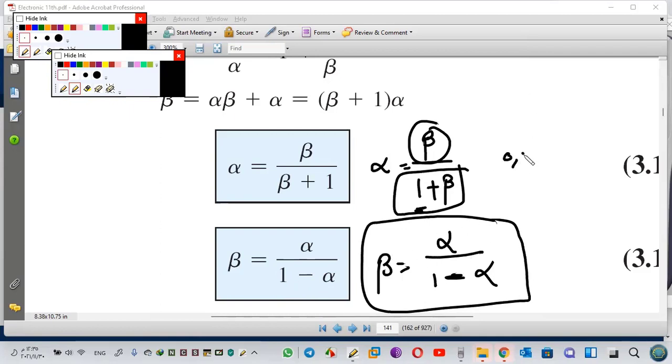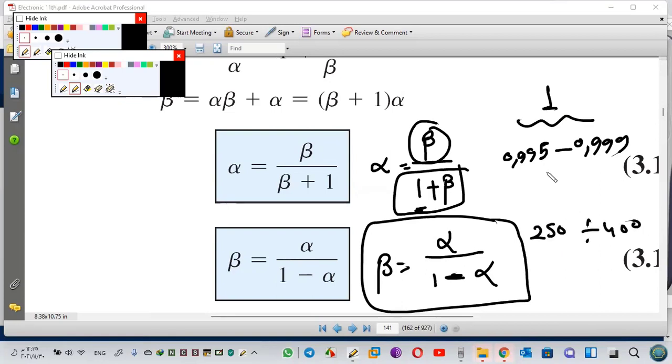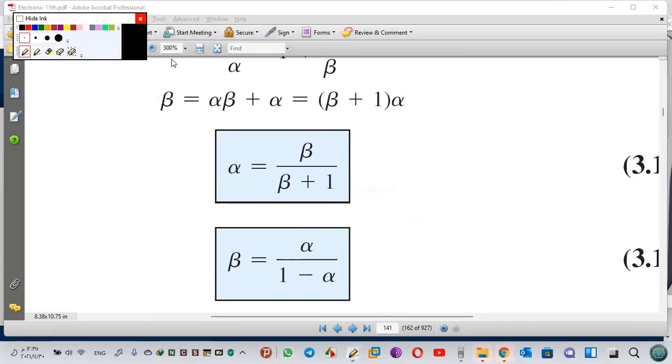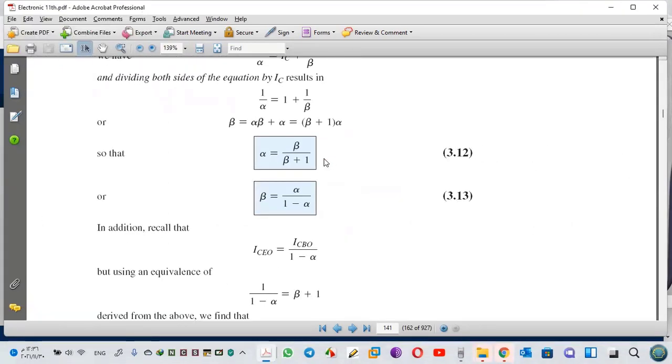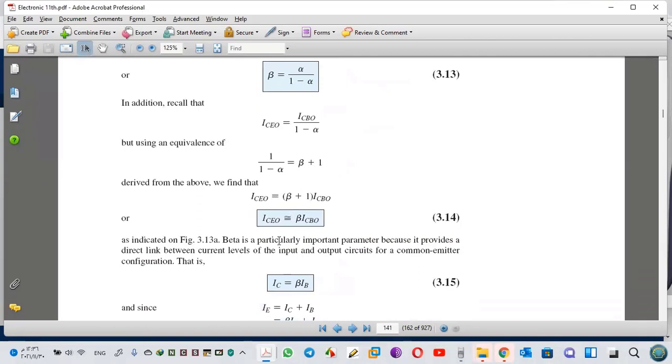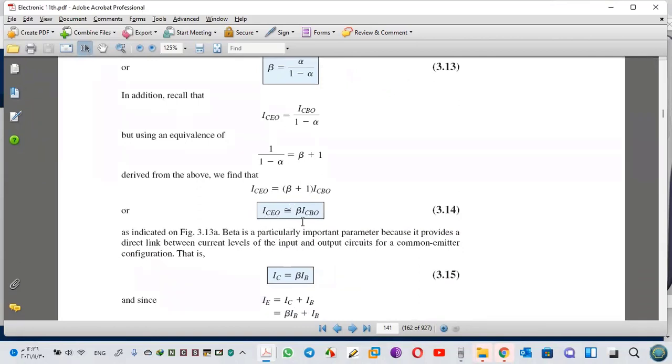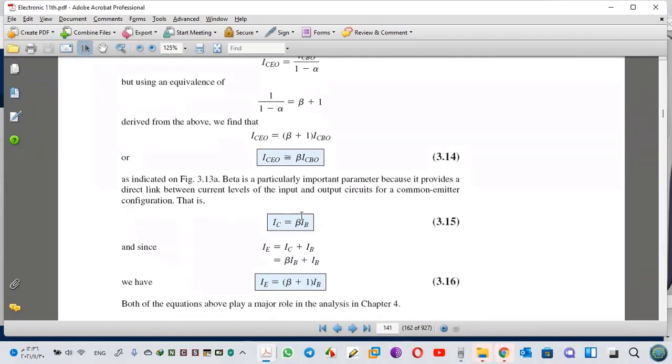Alpha is from 0.995 until 0.991, and you can see sometimes each one. Beta is from 250 to 400. In the exam, I will give this and this to you. Any question about this? Okay. Now for that reason, IC equals beta IB.